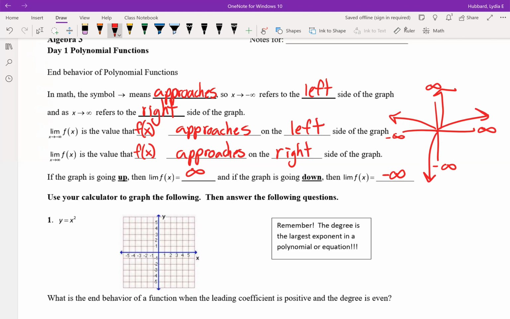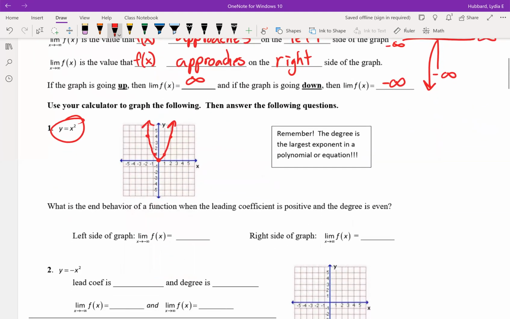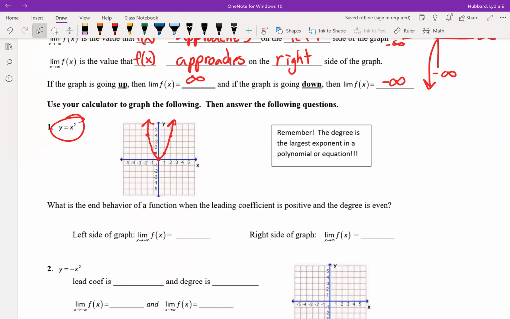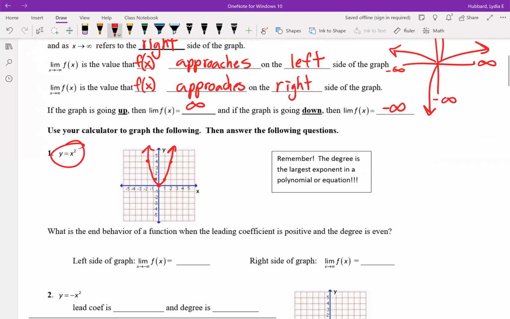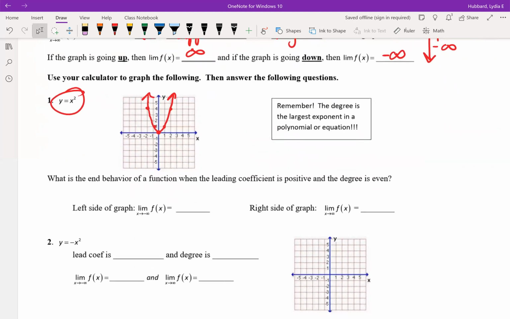So we're going to use this in order to write what we call our end behavior. So the first thing we're going to do is plot our quadratic graph. So we're plotting y equals x squared, which should look like this. Right, this is our parent function of a quadratic, also known as a parabola. And we've been working on these pretty consistently. So it says, what is the end behavior of a function when the leading coefficient is positive and the degree is even? So that's what's happening here. The leading coefficient, the number out front, is positive and the degree is even.